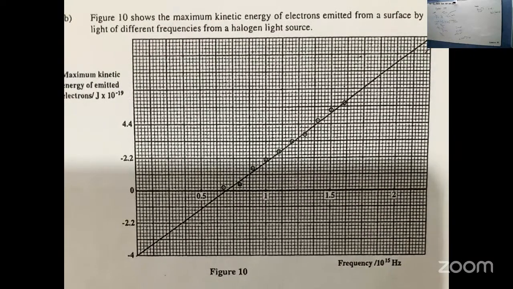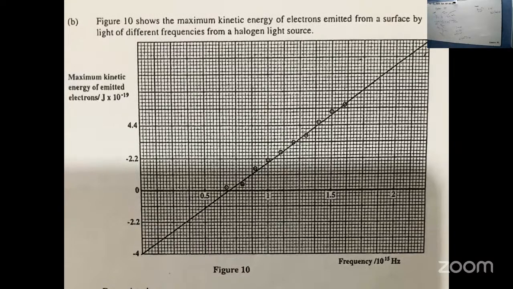So it's kinetic energy versus frequency. Kinetic energy on the Y, frequency on the X. So what do we have to do with the equation here? Find the gradient. We have to rearrange and put it in the form y is equal to mx plus c. So rearrange the equation, put it in the form y is mx plus c. The equation is E is equal to hf minus hf naught.